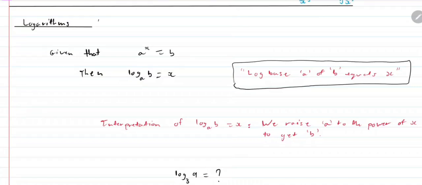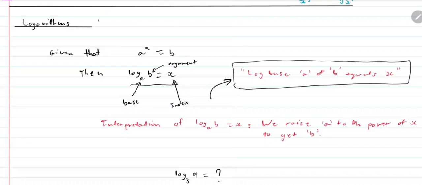Well, if that's the case, then log base a of b is equal to x, right here. And please notice how I read this equation. Log base a of b equals x. Okay? So let's label the parts of this logarithmic equation. Now, this a right here is called the base. This b is called the argument. And this x right here is called the index.